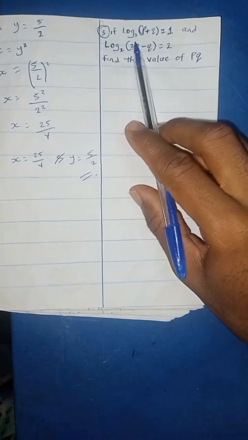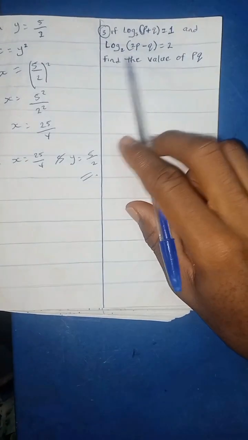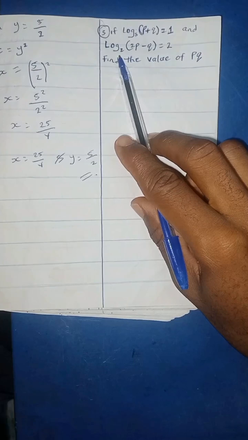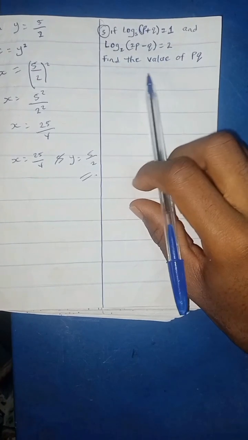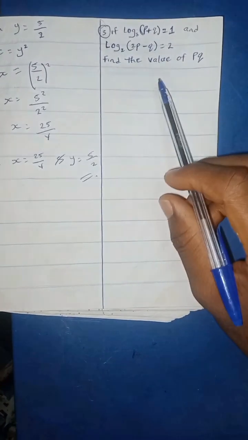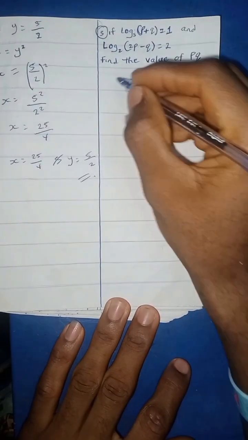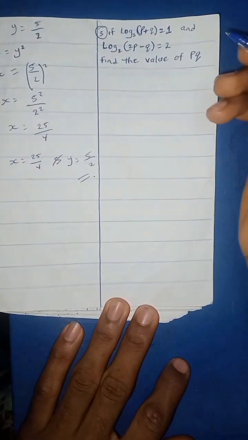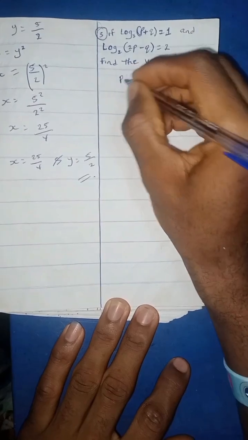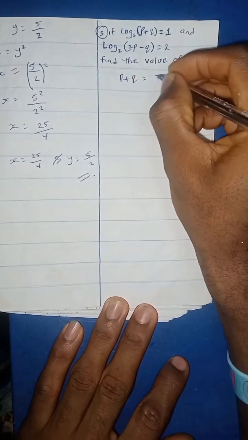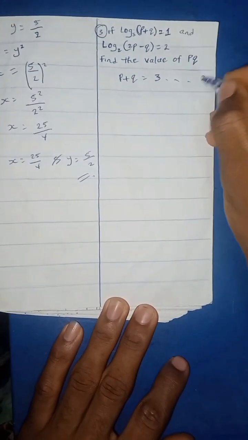log of p plus square root 2 in base 3 is equal to 1, and log of 2p minus q in base 2 is equal to 2. Find the value of pq. Alright, we have to get our two equations from this problem here. Now this is the same thing as saying p plus q is equal to 3. Alright, this is our equation 1.